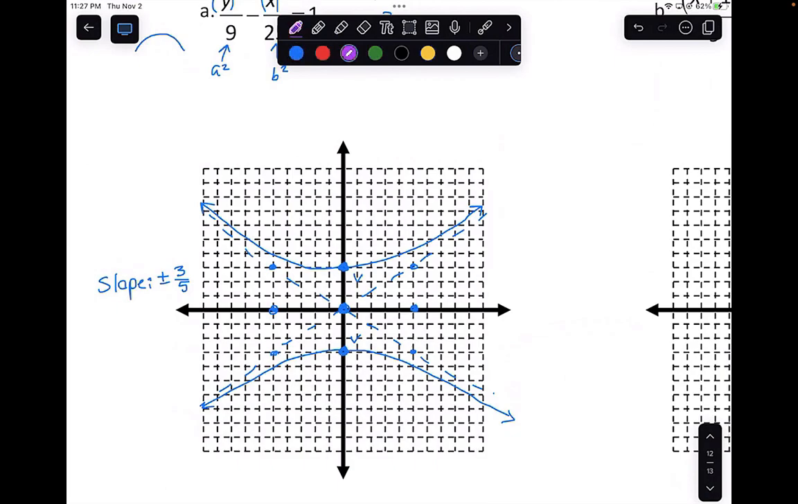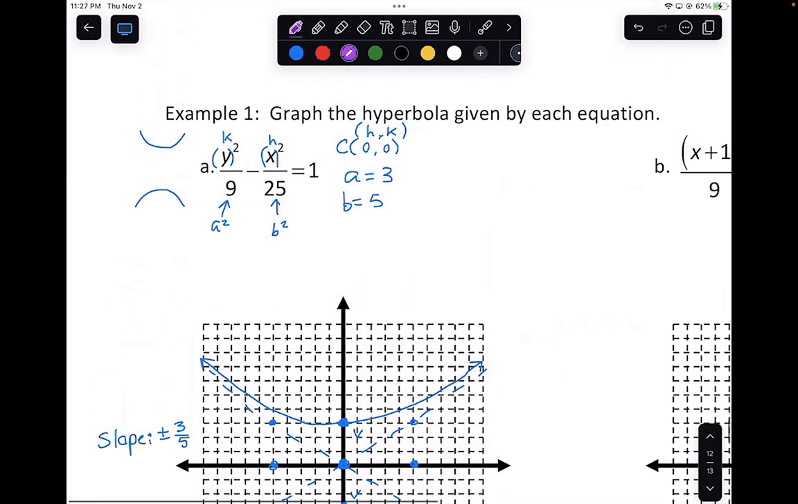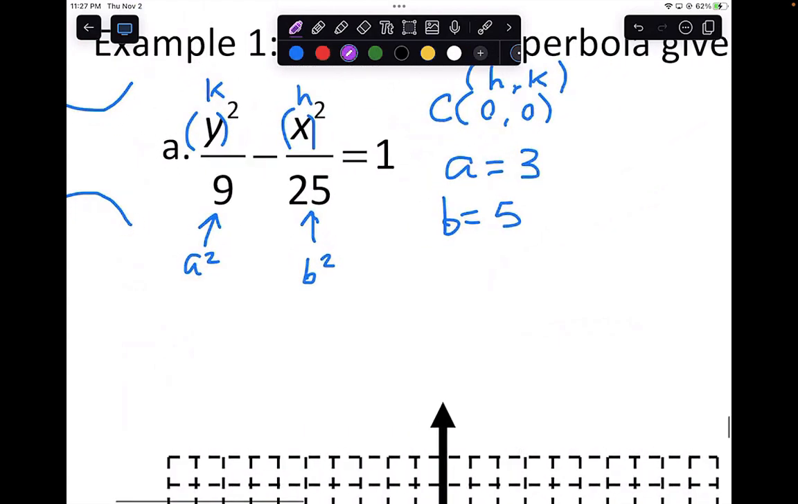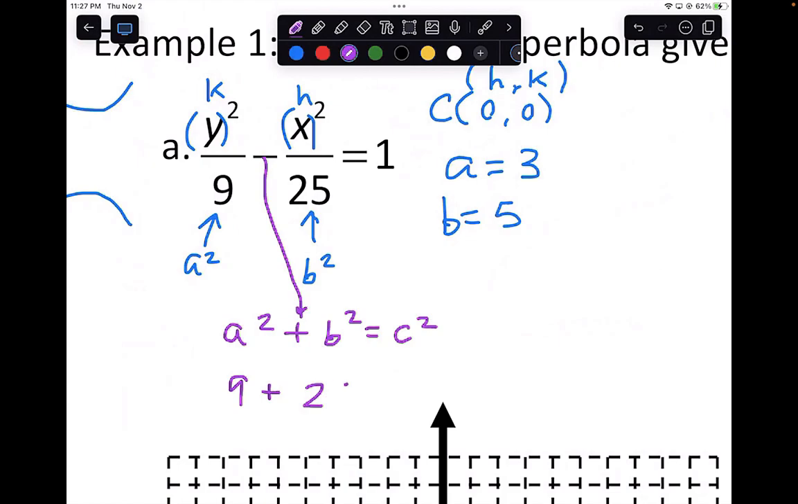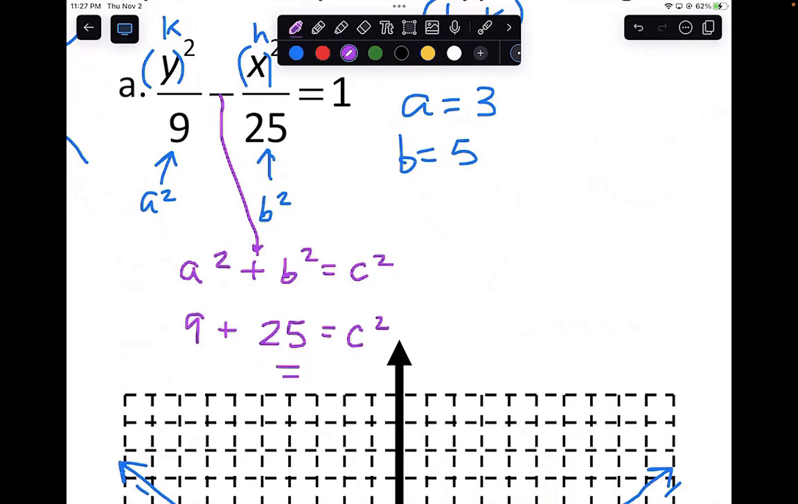And now let's go figure out how to get the foci points. I'm adding this as a kind of supplemental thing. To find the foci points, you'll take your a squared, b squared, and c squared formula, and you'll do the opposite sign of this right here. Always the opposite, so it'll be a squared plus b squared. So we'll do 9 plus 25, and that equals c squared. When you solve for c, you combine that, that's 34, so that'll be root 34.